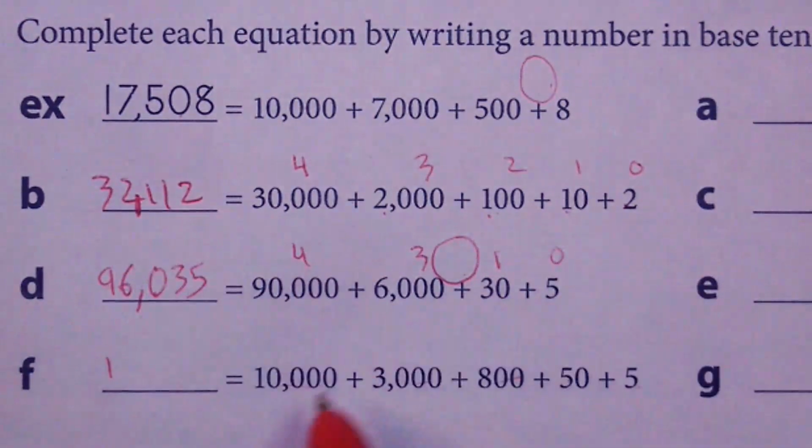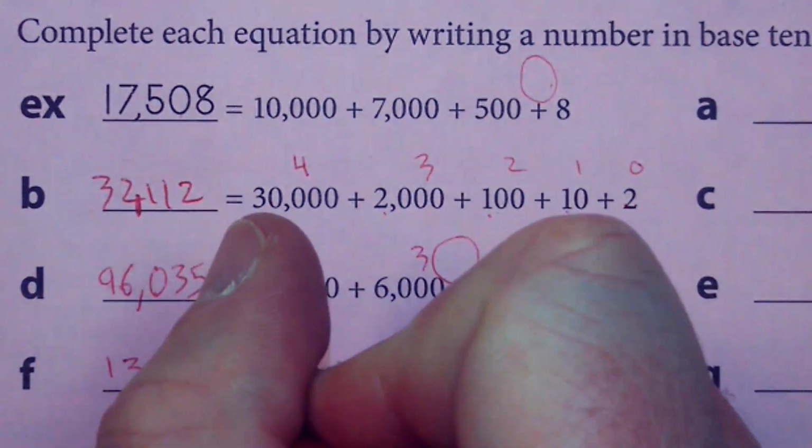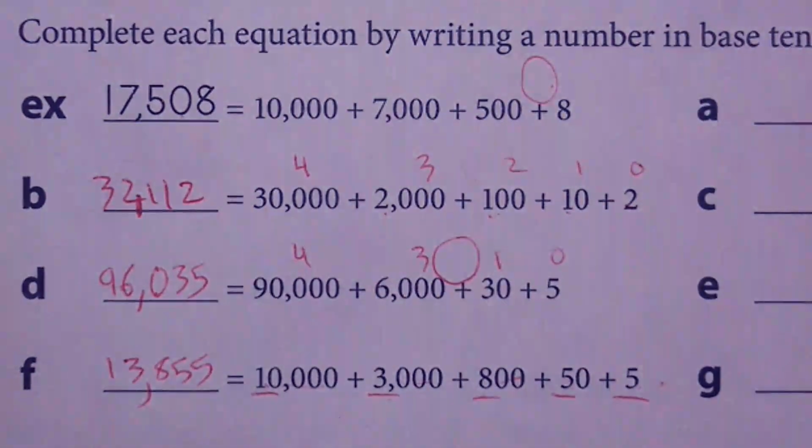So this I should be able to just write the first digit of every number and have the number that I need. 13,855. Make sure your comma is after the thousands. 10,000 plus 3,000 is 13,855. Okay, I'm going to find one more.